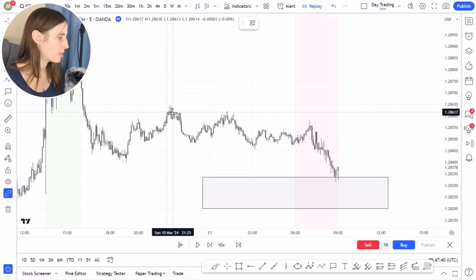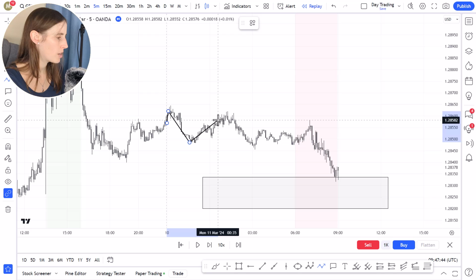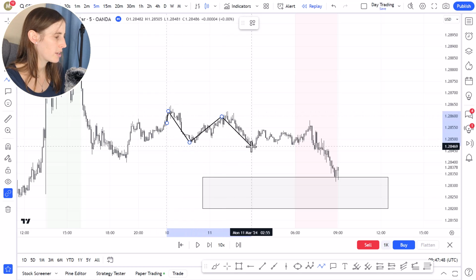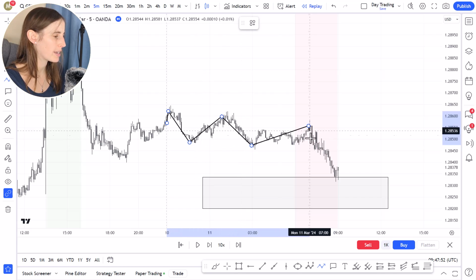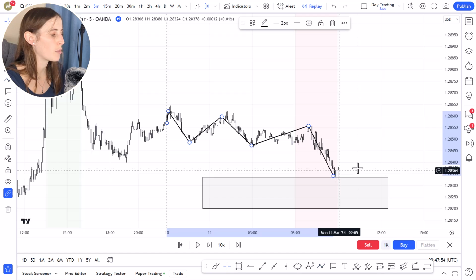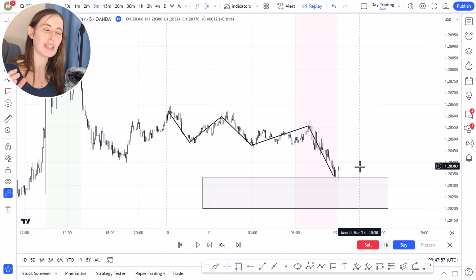Now, we had an open here, we pushed up, price instantly came down, pushed up again. We didn't break this high of the day. We had a double top here. Price pushed down. It made a slightly lower low. We had another pullback here, and then we had quite a large drop down to the downside. So the momentum for the intraday period is going down.